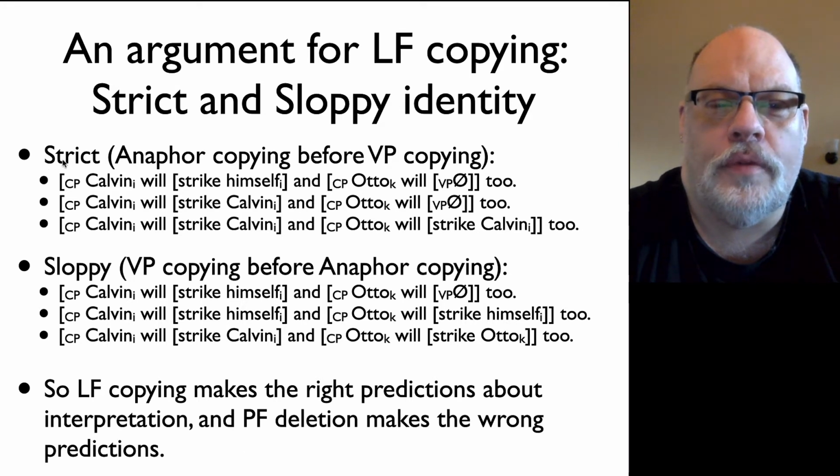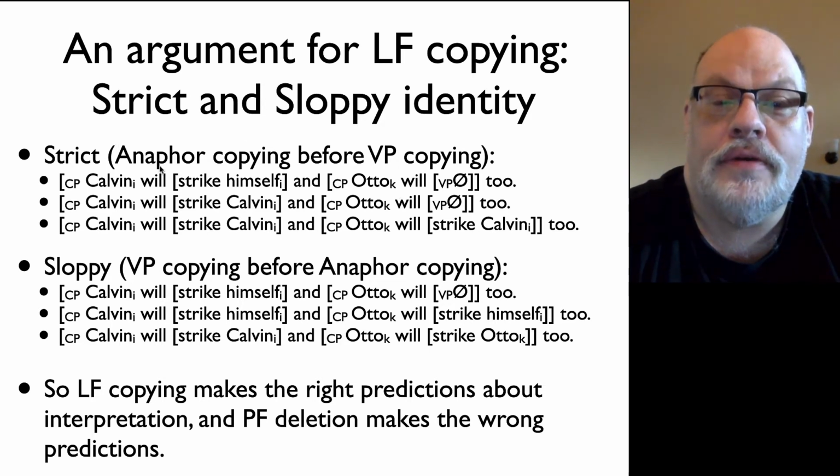So the first interpretation we want to derive is the strict interpretation. That's the interpretation where the himself always refers to Calvin, no matter what clause it appears in. And we get this order by doing anaphor copying before we do the verb phrase copying. So we have this string, Calvin will strike himself, and Otto blank 2. If we apply the anaphor copying rule first, what we're going to do is replace himself, because it is co-indexed with Calvin. We get Calvin will strike Calvin.